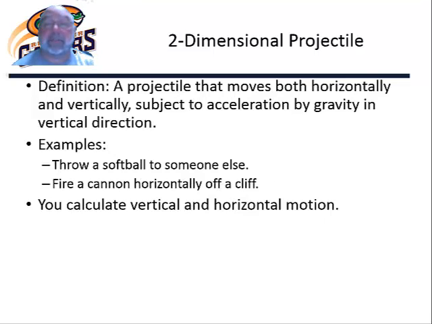Now, two-dimensional projectiles. It's a projectile that moves both horizontally and vertically, subject to the acceleration by gravity in the vertical direction. Some examples: throw a softball to somebody else. You fire a cannon horizontally off a cliff. You shoot water out of a hose. Those are all projectile motion type problems, and we ignore air resistance. We calculate our vertical and our horizontal motion independently of each other, with the exception of time. Time is a constant within both dimensions.